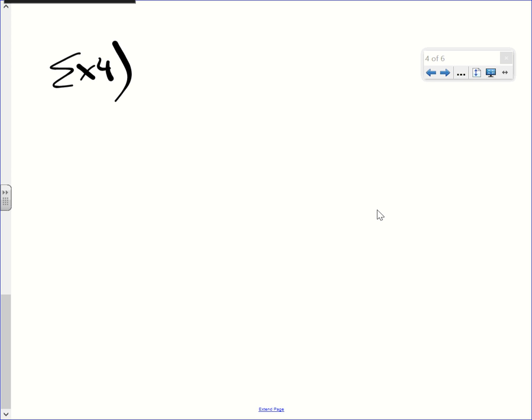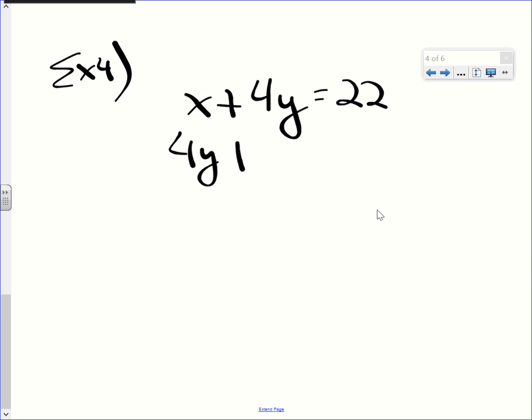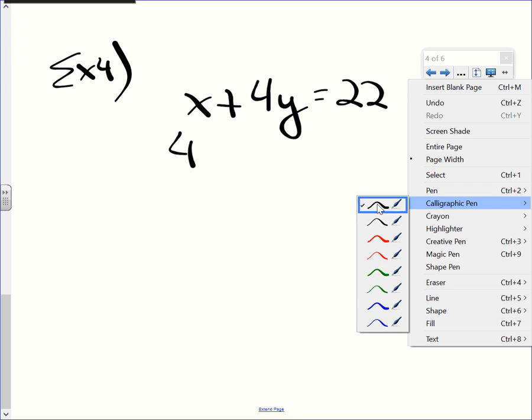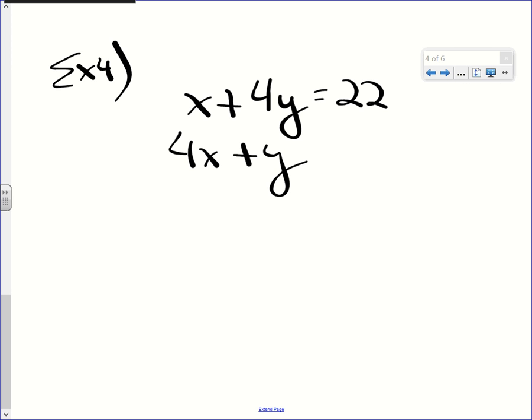Here we go. X plus 4y is 22, last example, and 4x plus y is 13. Let's do the 4 steps together. Last example of the day.